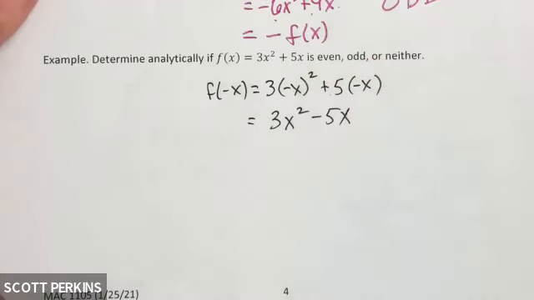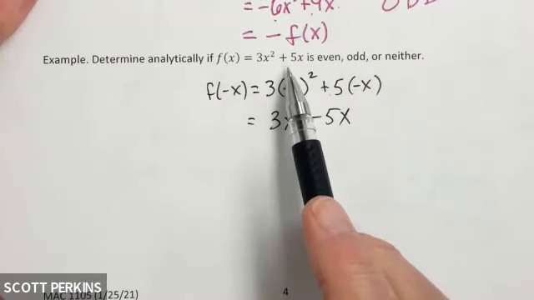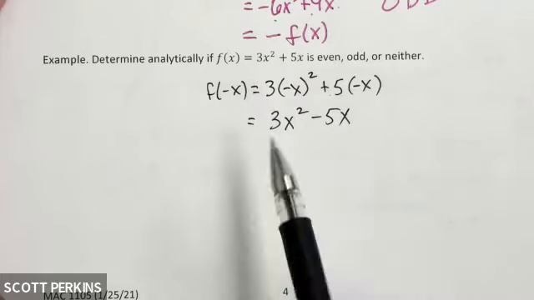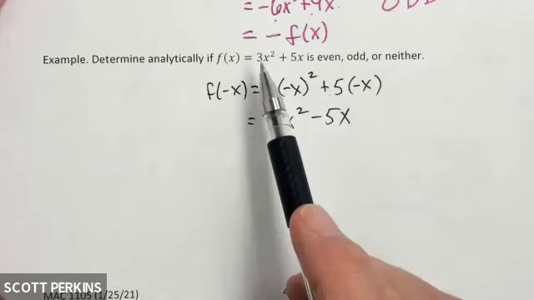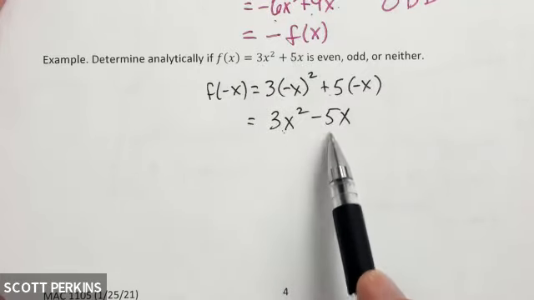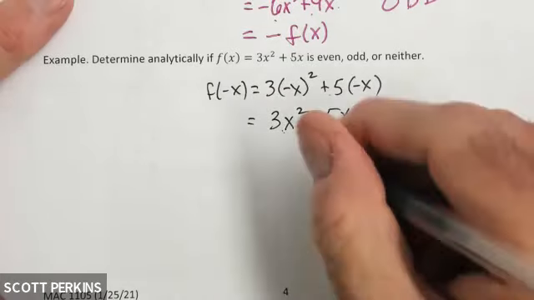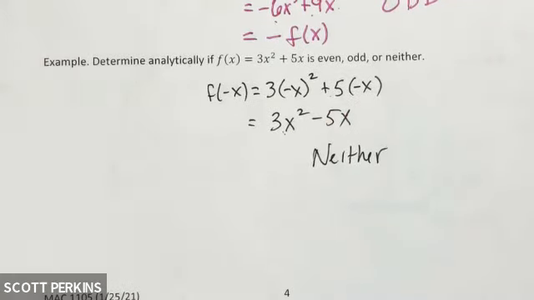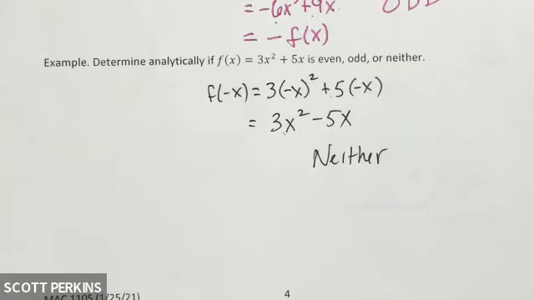So the question is, is that what I started with? No. Is it the opposite of what I started with? No, because the 3x squared is the same, but the 5x is the opposite. So we got a little bit of everything going on. So this is an example of a neither problem. Okay, it's not even, it's not odd, it's neither.